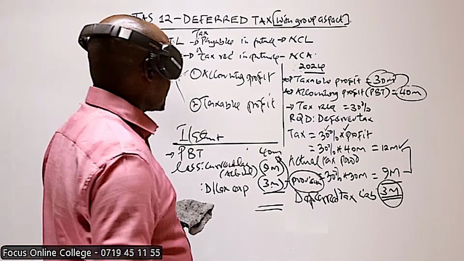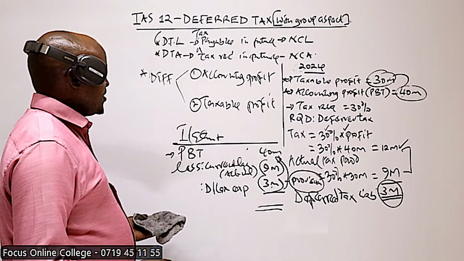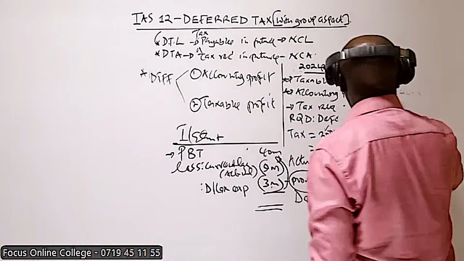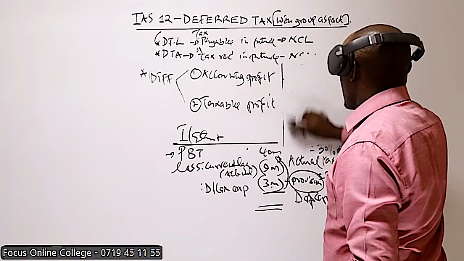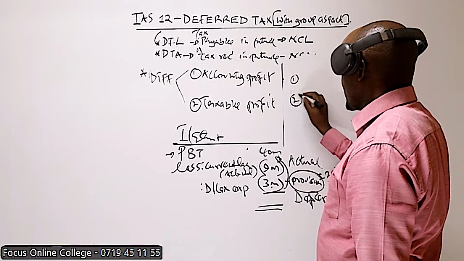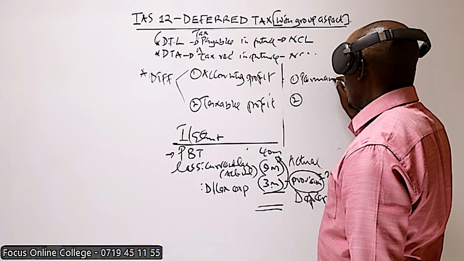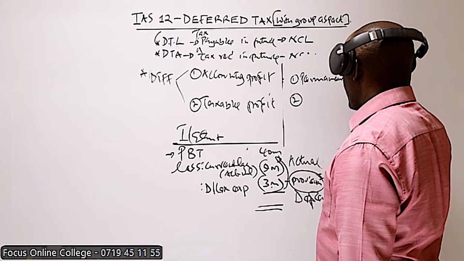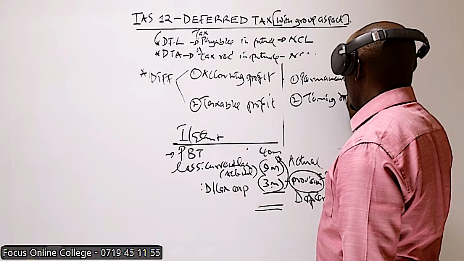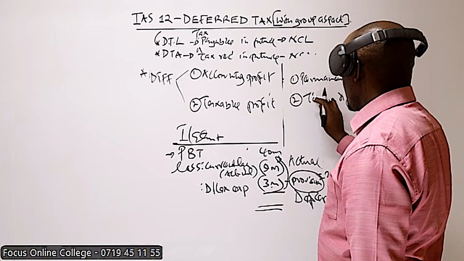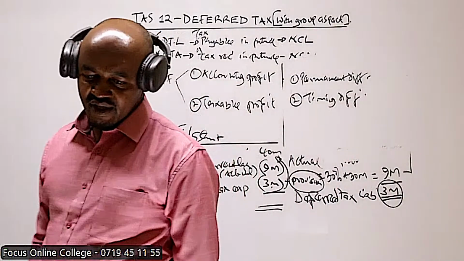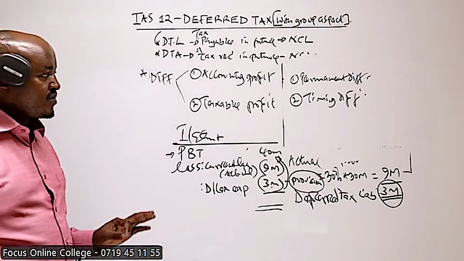Now, in this case, or basically this difference between the accounting profit and taxable profit, that difference can actually be classified into two main categories. We have something called the permanent difference, and then number two, we have something called the timing difference. So what do you mean by the timing difference and the permanent difference? Which we are saying is that difference between accounting profit and taxable profit.